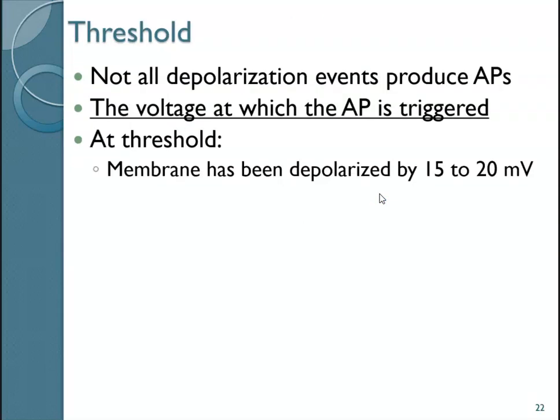So threshold: not all depolarization will do. It has to be depolarization, right? It has to go towards the 0 mark. A threshold is the voltage at which an AP, which I'm using for action potential, is triggered. This threshold is usually around 15 to 20 millivolts in the depolarization direction from the resting membrane potential. In our neurons, the resting membrane potential is minus 70. The threshold is minus 55, so it's 15 from that. Once it reaches that, we will have activities that trigger the action potential.